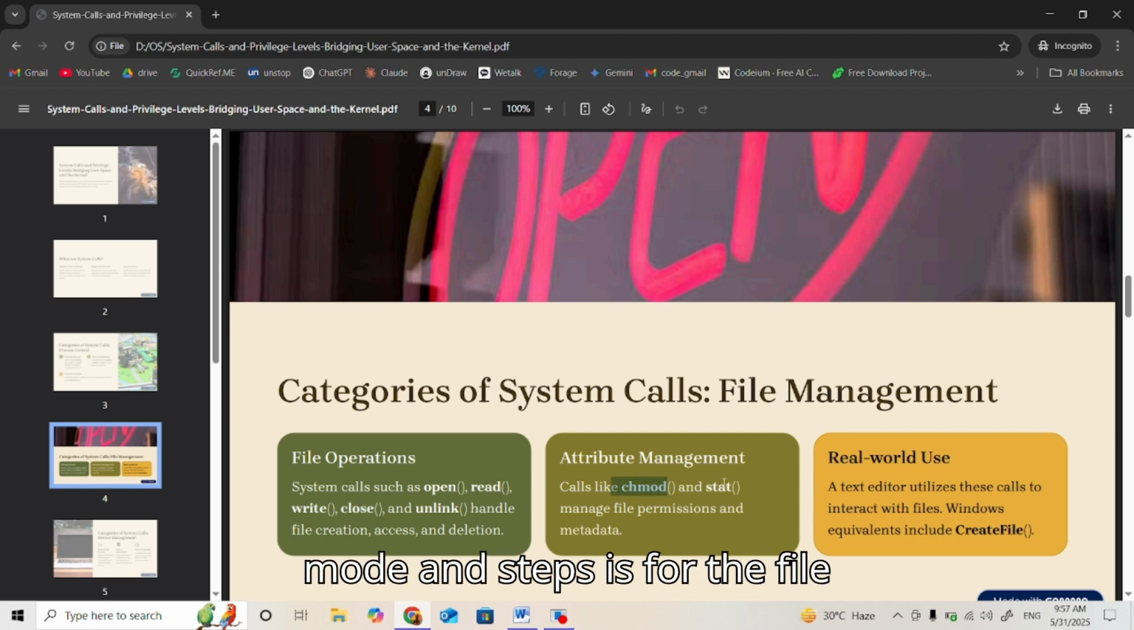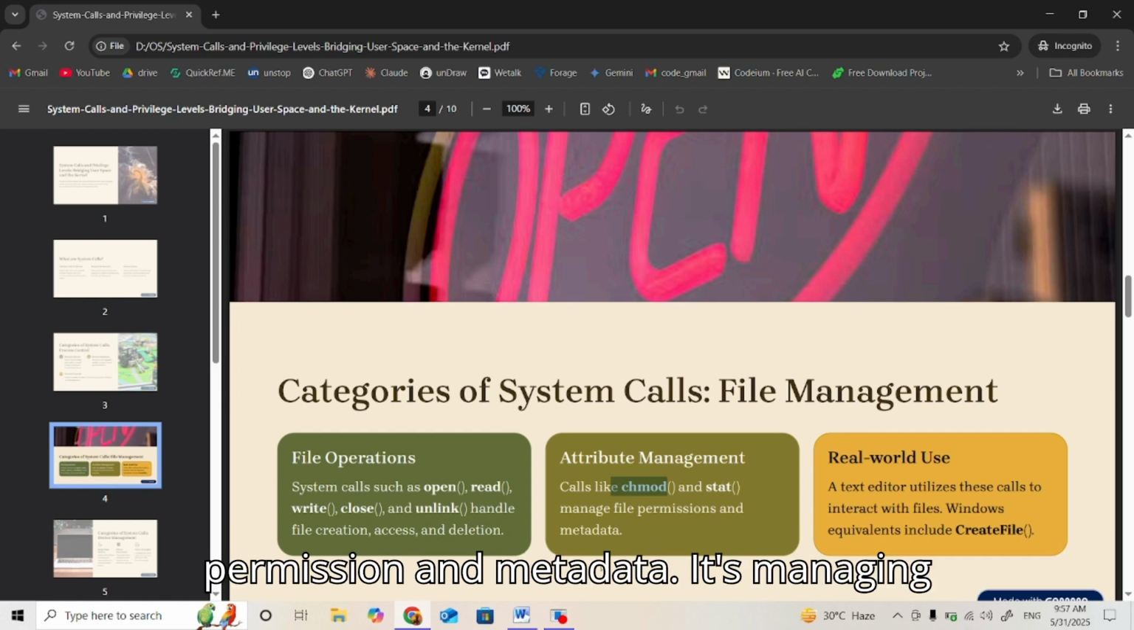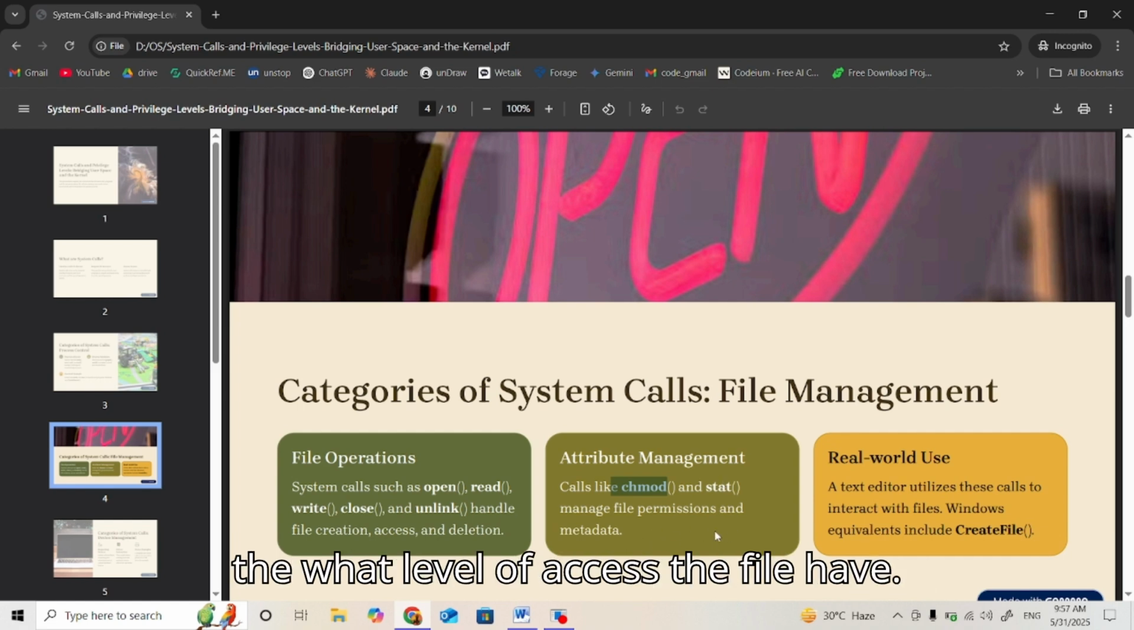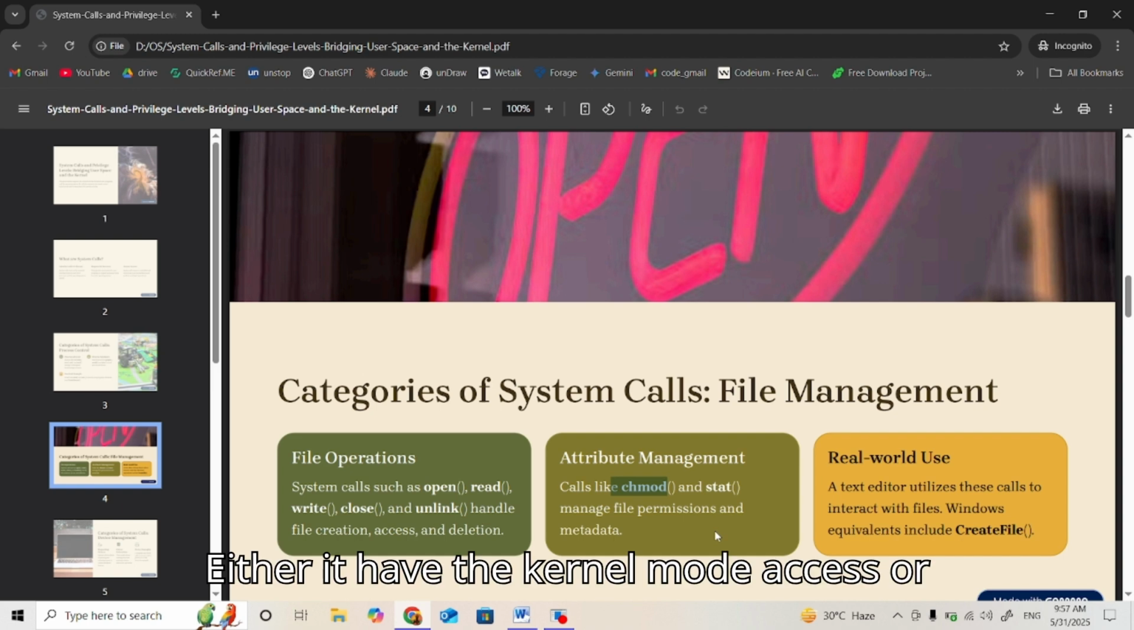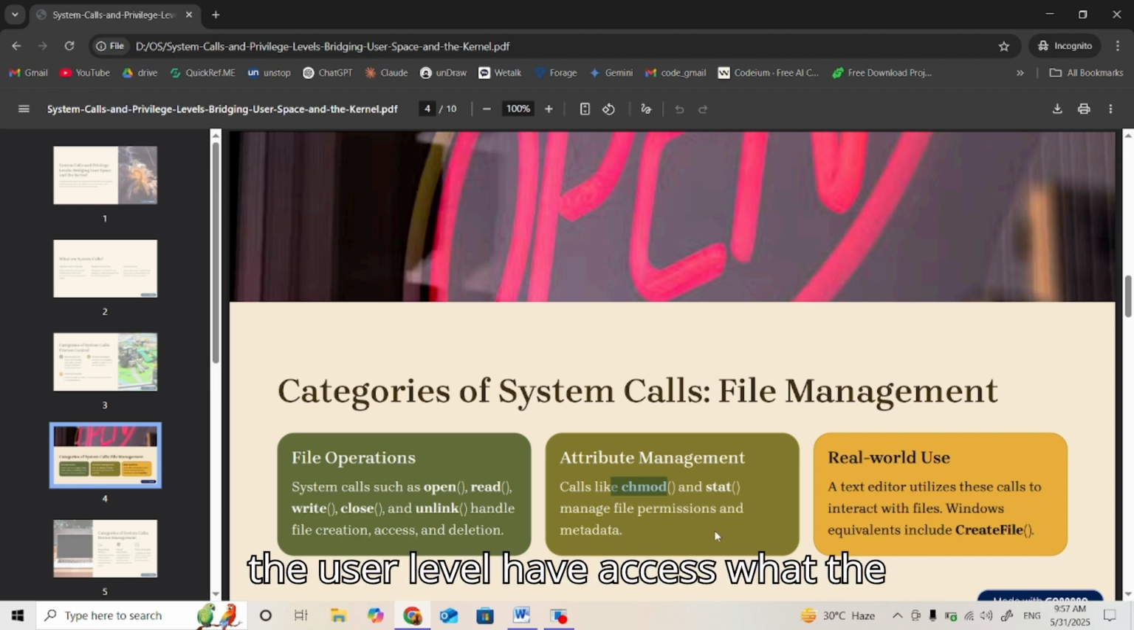Chmod and stat are for file permissions and metadata. It manages what level of access the file has, either kernel mode access or user level access. What access it has.